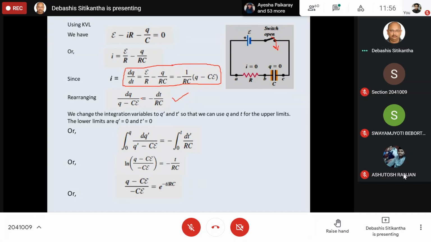Now when I integrate this one, I will integrate from 0 to q, because as I told you, I have reserved the use of q and t for the upper limits. For that only I made this q dash and t dash. So this is the equation. Now you will integrate, you will get it in this way. Take the anti-logarithm, you will get this equation. Just have a look at these equations. Very simple thing.